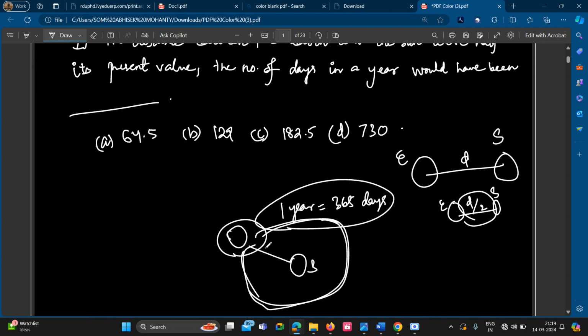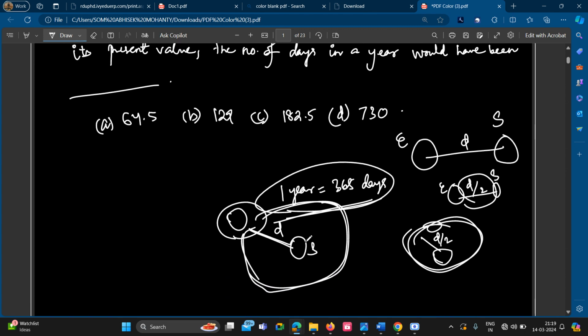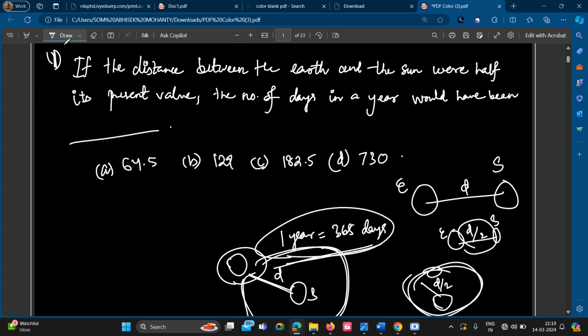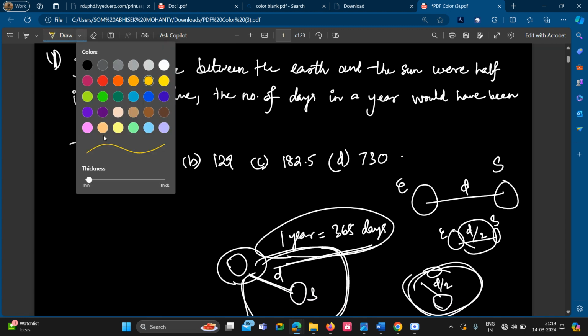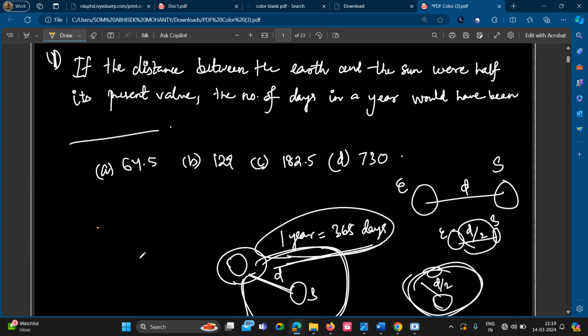So suppose the distance during this time is d. Suppose the distance is now d by 2, and the Earth is revolving like this. So how many days would there be in a year? That's the question. So please try. You have 2 minutes to solve this question. You can pause the video and try. I will be solving it.